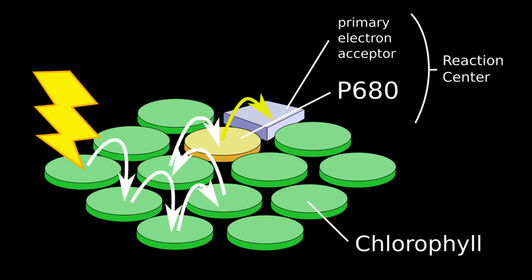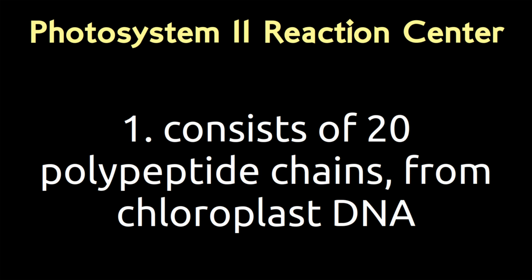And so that's how we get energy captured by the chlorophyll and actually how it gets converted into electrons that are going to be moving on. So the reaction center is actually a fairly big chunk. I'm just making a little box in there, but it has 20 individual polypeptides that are part of the reaction center, and most of those, or all of those, are coming from chloroplast DNA.